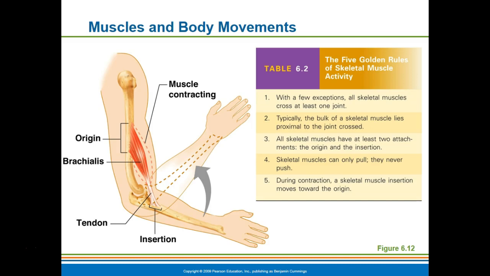And then when it's doing this contraction, the insertion point will move towards the origin. Just like when you bend your elbow, that insertion, where the tendon connects the muscle to the bone, is going to pull because that muscle is contracting towards the origin point. And that'll help your arm bend.